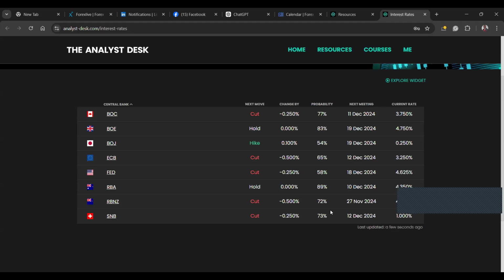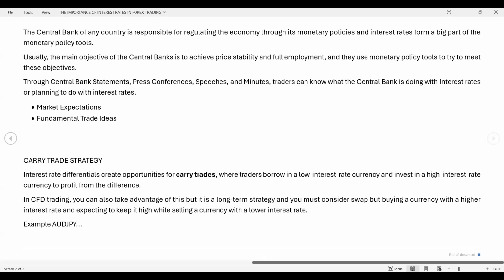Now, there's a concept I want to explain to you before I go into some of the questions. And the concept is carry trade. Carry trade strategy is something that some traders also look into, but it's a long-term strategy. The difference between the interest rates among different currencies or countries can create opportunities for what we call carry trade.